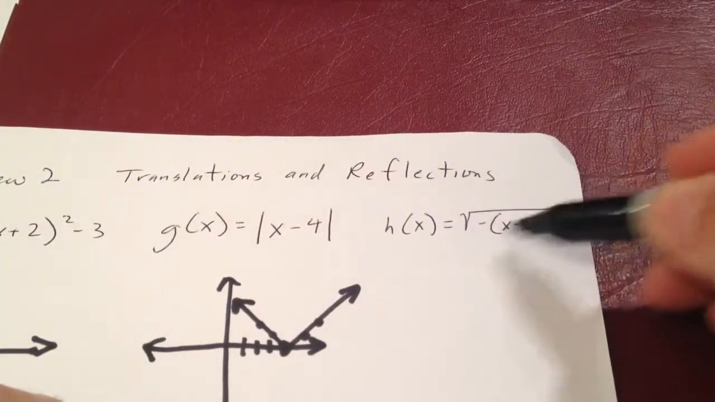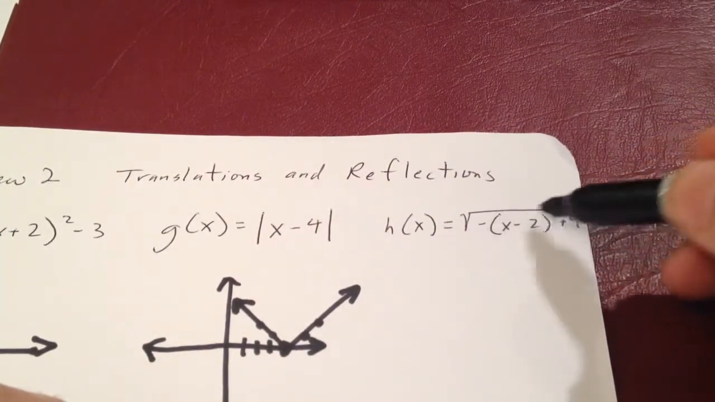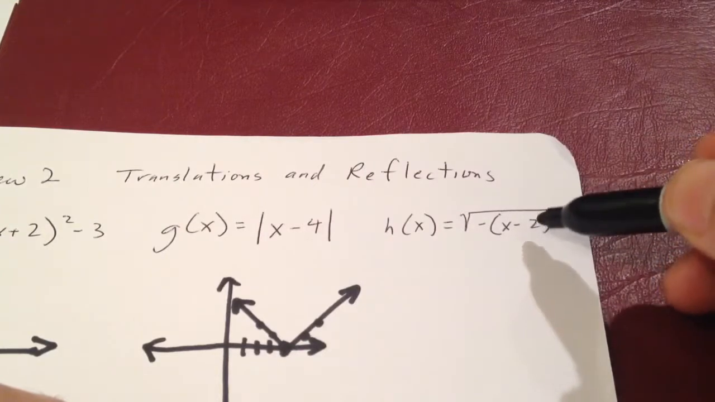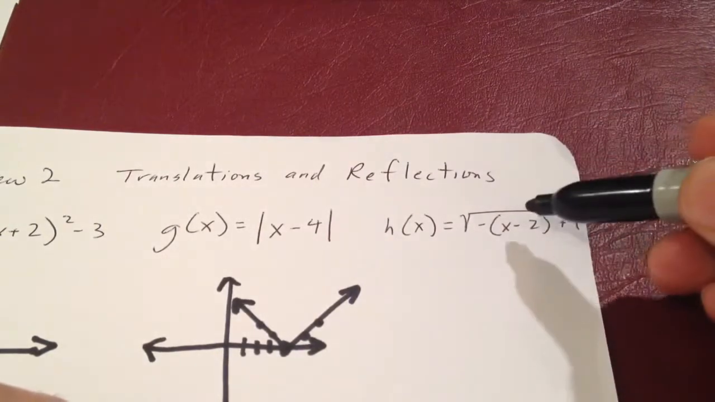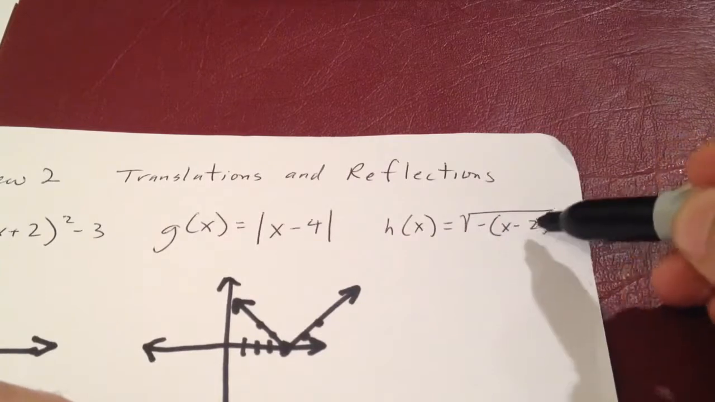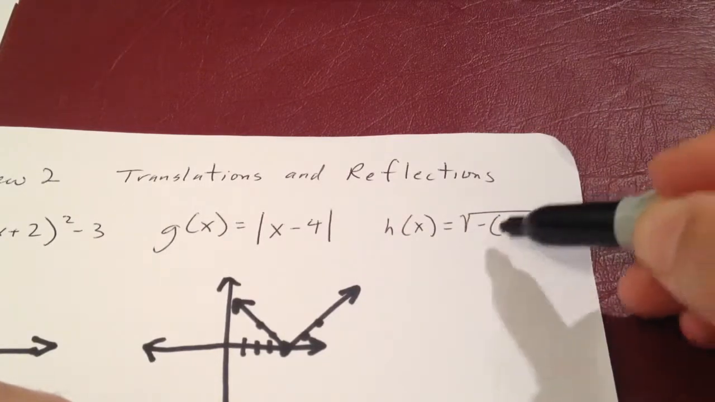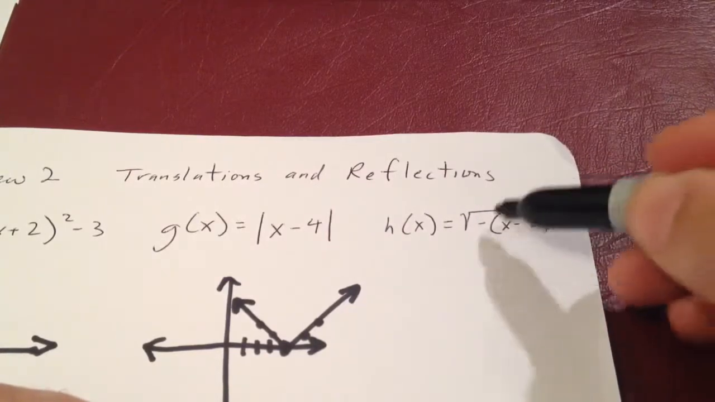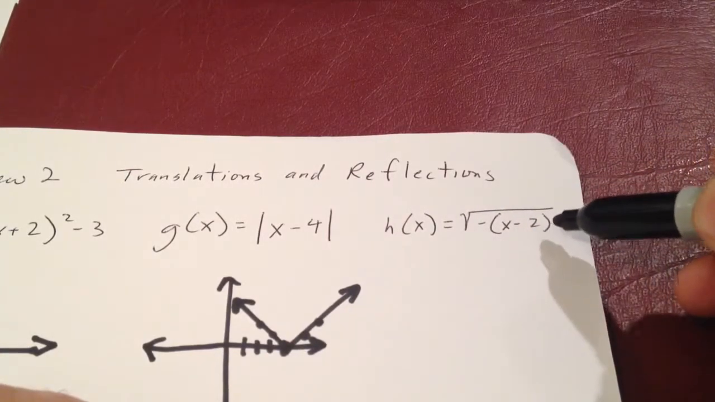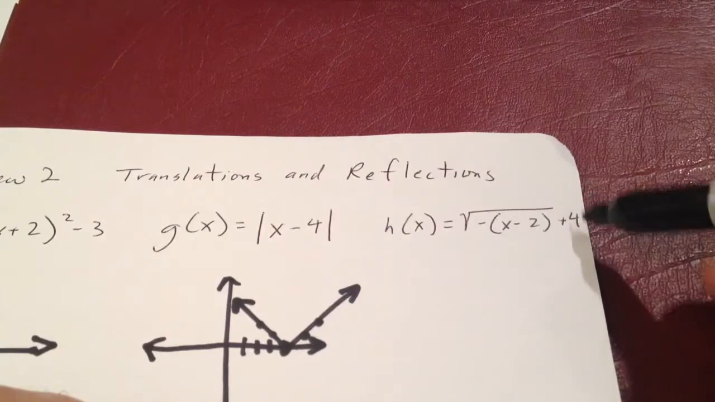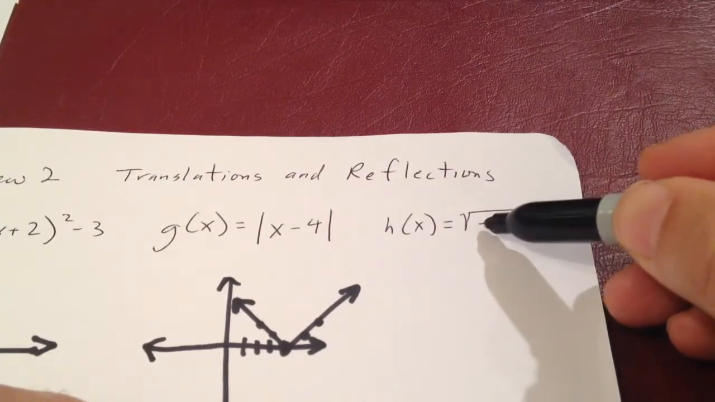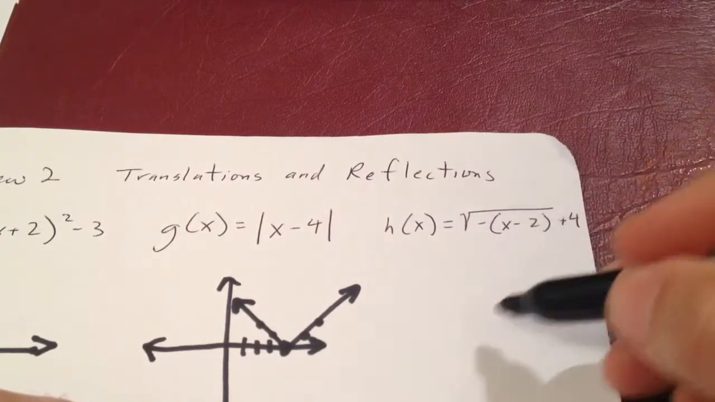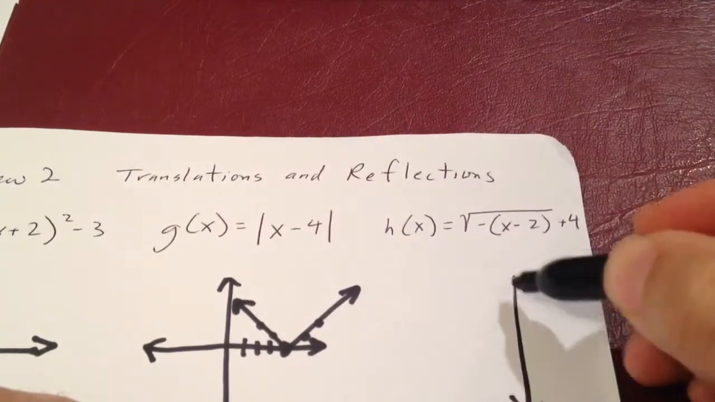Negative on the inside is a flip from left to right. It needs to be written this way for us to know that this is a positive 2. If it's written differently than with these parentheses around here, it may actually be a negative 2, depending on how it's written. But this is the way it's written here, definitely a shift of positive 2, and up to positive 4. And it's still going to look like a square root function. So this is going to look like this.